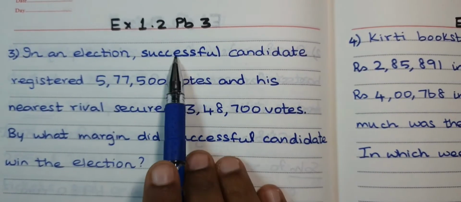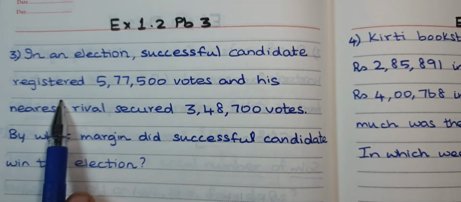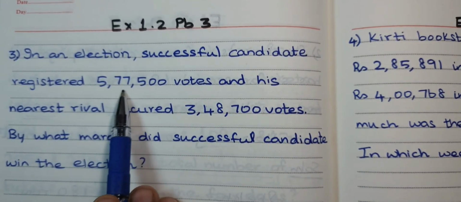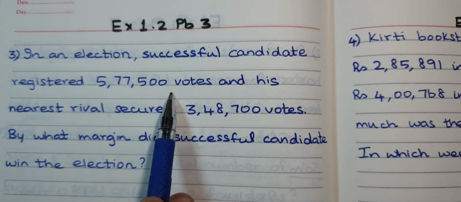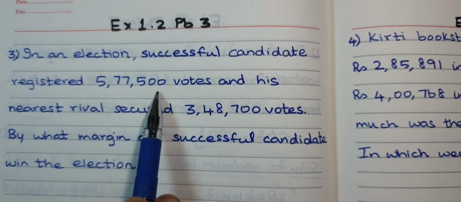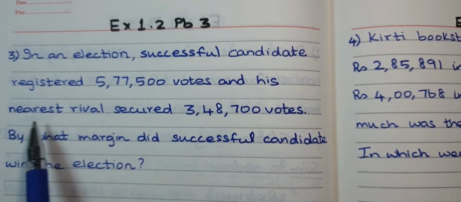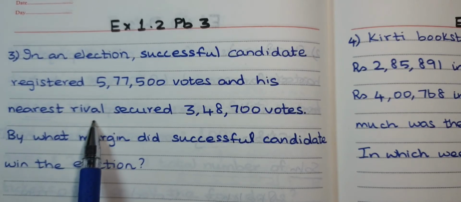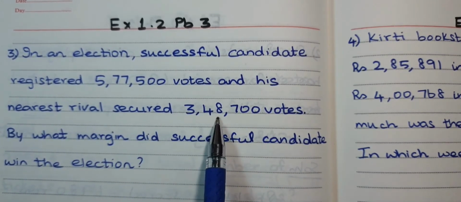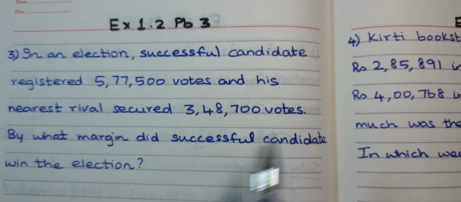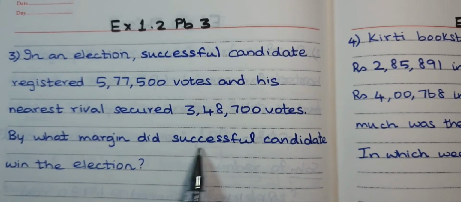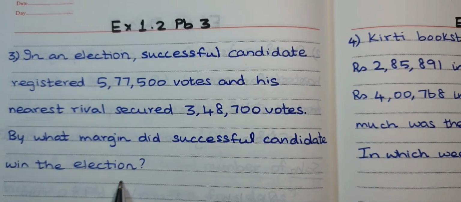In an election, the successful candidate registered 5,77,500 votes in the Indian place value system, right? And his nearest rival, that is the opposite candidate, secured 3,48,700 votes. By what margin did the successful candidate win the election?